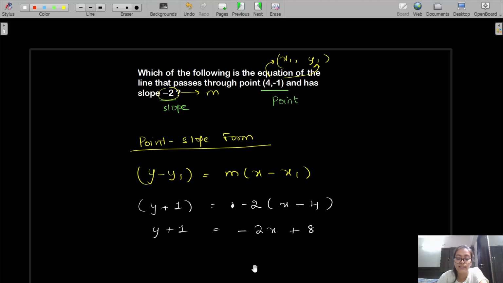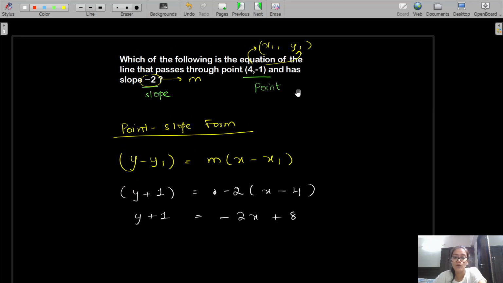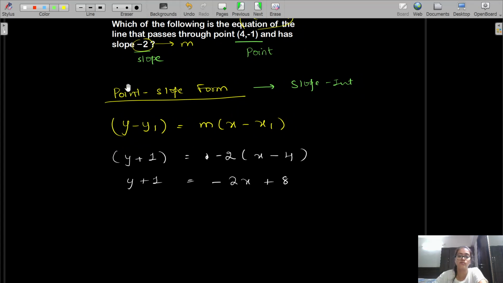Now the thing is that on your exam, you might not see the options in this form. You might get the options in the slope intercept form, right? So do not feel that you have not gotten the correct answer choice. You can convert the point slope form to your slope intercept form. Once you've gotten the point slope form, you can convert it easily to slope intercept form to match the answer choices.